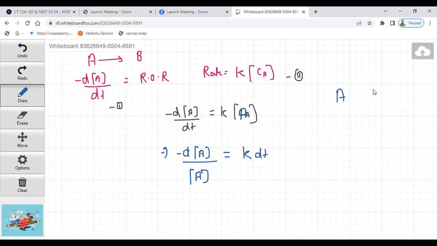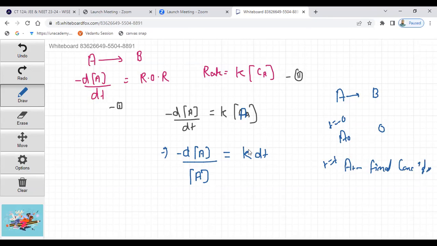Suppose the reaction is like that, A to B. At time t equal to 0, when the reaction has just started, the concentration of A will be A naught. After time t, the value will be At, which means the final concentration of A.